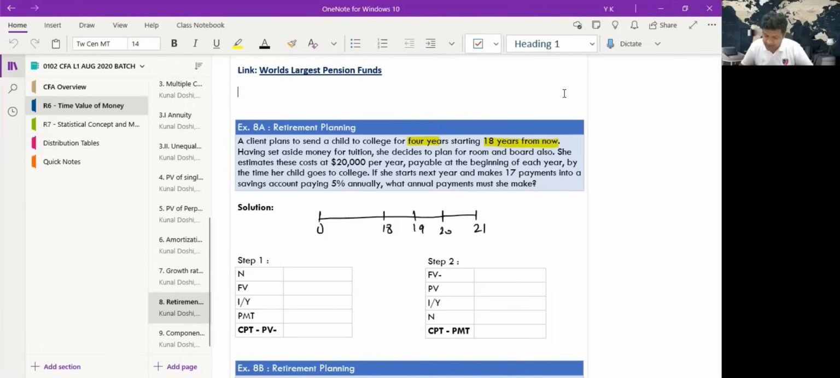Having set aside money for the tuition, she decides to plan for room and board also. She estimates these costs as 20,000 per year, payable at the beginning of each year, by the time her child goes to college. Okay, interesting. So guys, tell me, when is the child going to college? By the end of 17. Yes, by the end of 17. Carefully. The client plans to send a child for 4 years, starting 18 years from now. So when is the child going to actually enter the college?